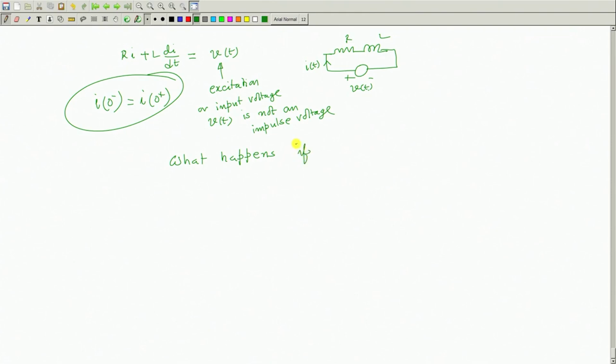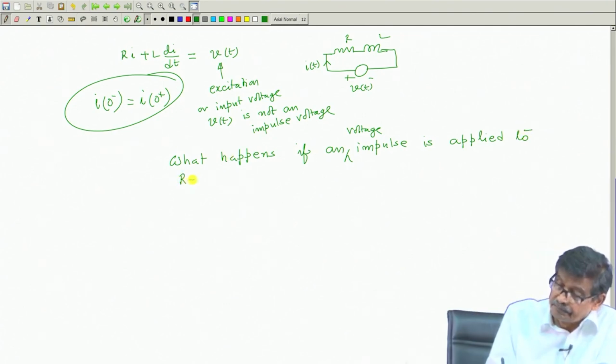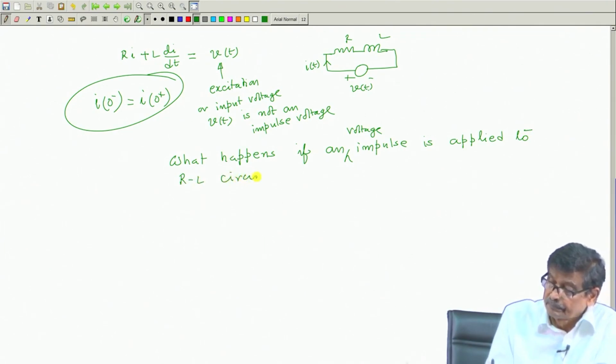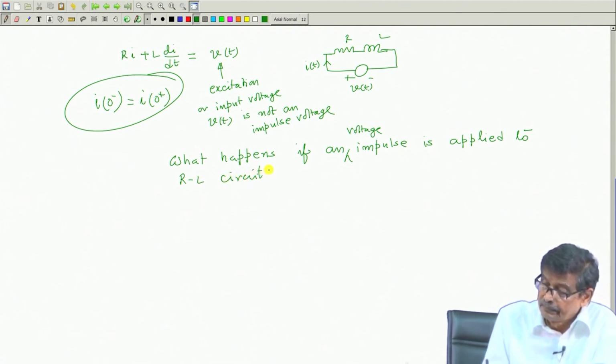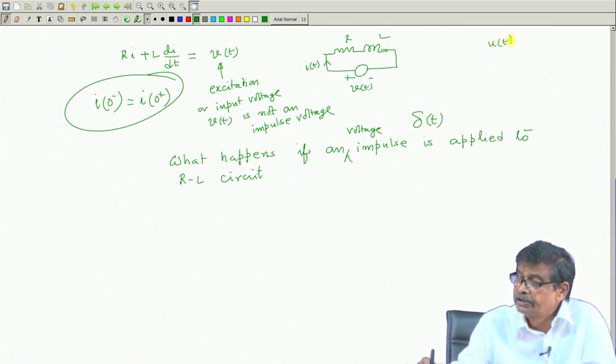If an impulse voltage is applied to an RL circuit, this impulse voltage is usually denoted by delta t, as we have denoted the unit step voltage as u(t).